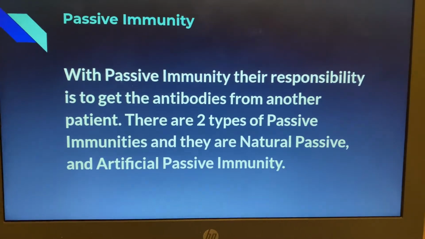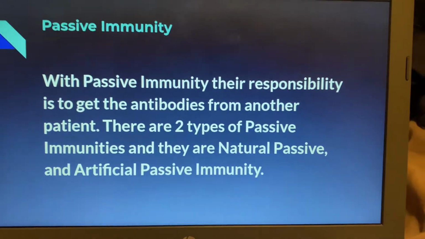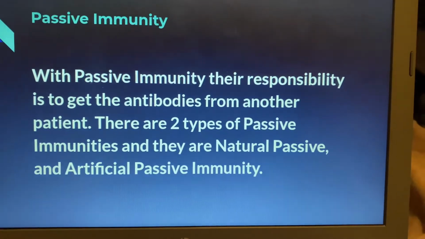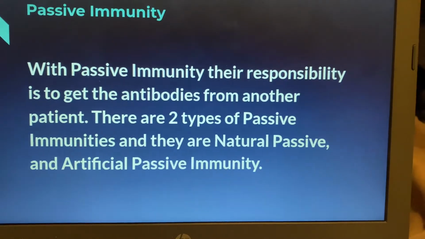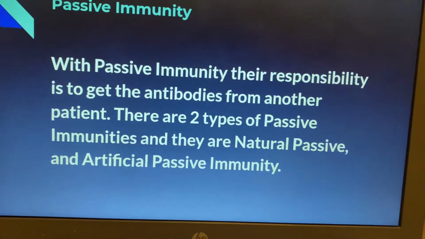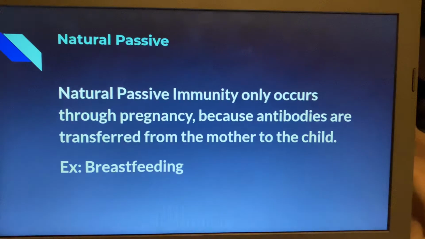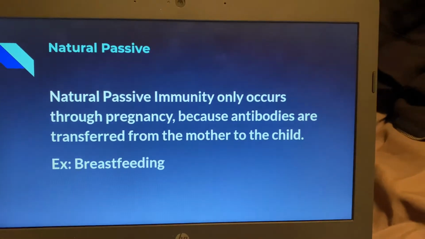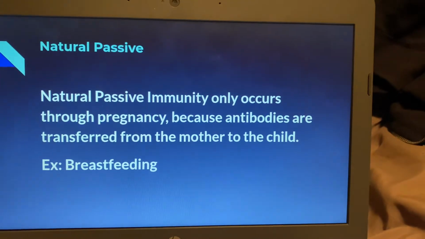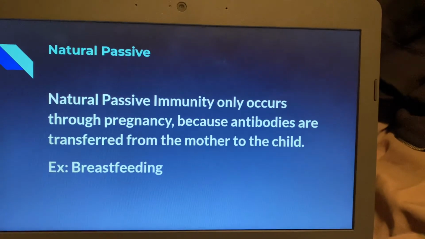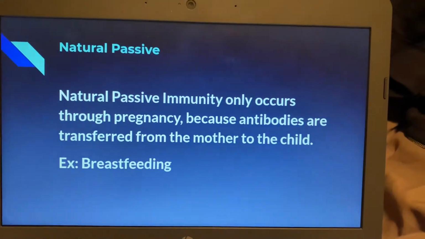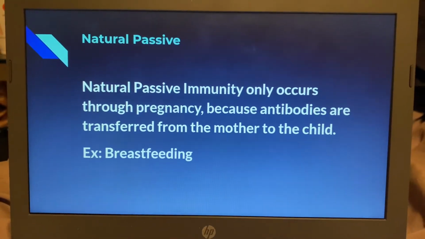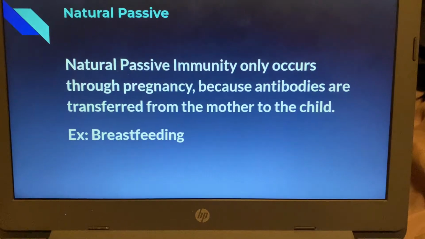Now, with passive immunity, their responsibility is to get the antibodies from another patient. There are two different types of passive immunities, natural passive and artificially passive. Natural passive immunity only occurs through pregnancy because antibodies are transferred from mother to child. An example of this would be breastfeeding because she's transferring microorganisms and everything from her into the child.